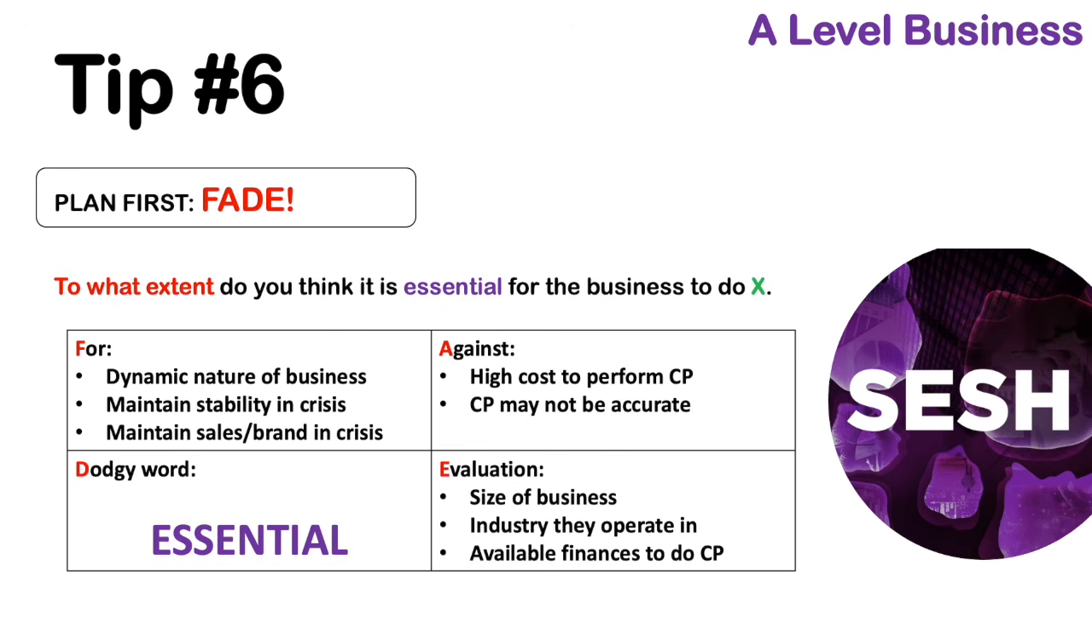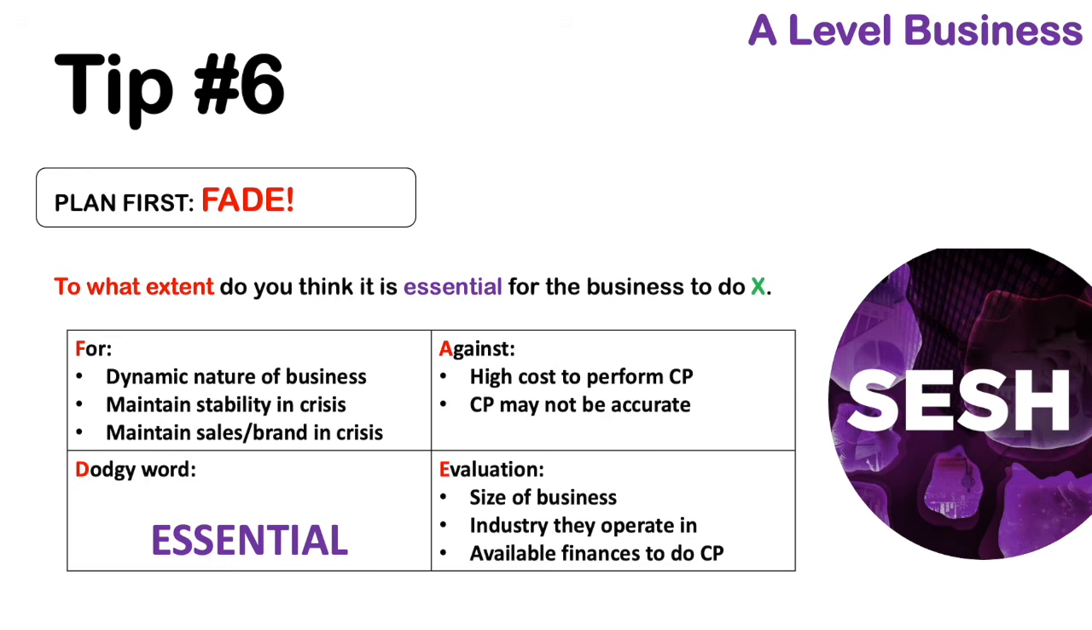And also it might not be accurate. The dodgy word clearly is essential, but just note it to yourself as part of your fade. And your evaluation, what are the evaluative points you're going to make? Well, it could be the size of the business, the industry they operate in, and the available finances that the business has to do contingency planning. So if you do a quick fade before you start, it will help you with your technique.